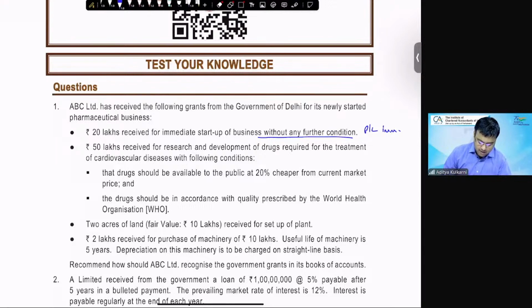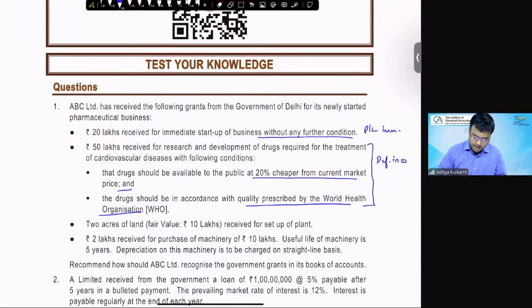50 lakh received for R&D of drugs required for the treatment of cardiovascular diseases with following conditions. Drugs to be available at 20% cheaper from current market price and quality prescribed by World Health Organization. Yes. So what are you going to do? Over the period, we will recognize it. Yes, over the period. So deferred income.